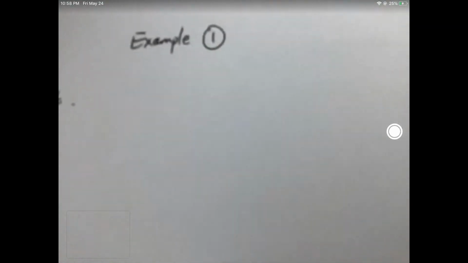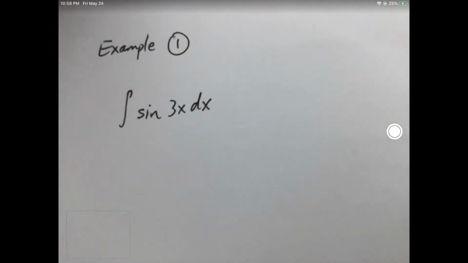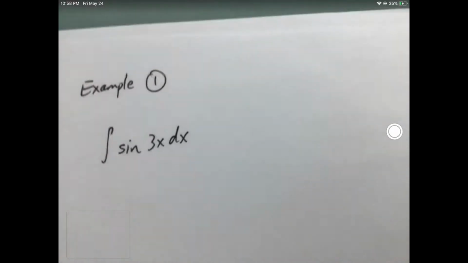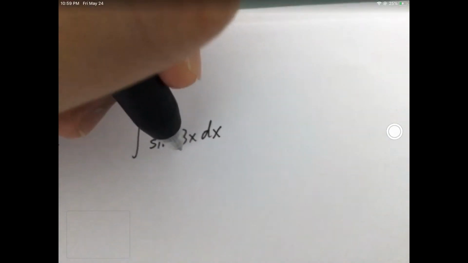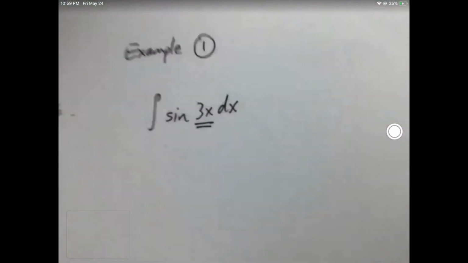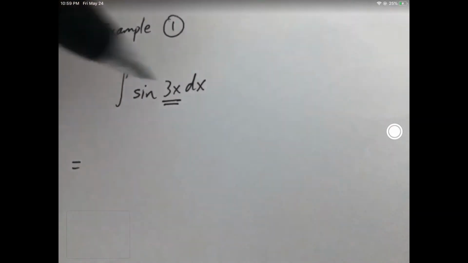Now that we're done with the definitions, let's start with examples of integrating with trigonometry identities. So the integral of sine 3x dx, looking back at what we have established earlier, would be negative cosine x plus c. And then don't forget the 3x inside the sine. With the derivative we multiply by 3, but with the integral we do the opposite.